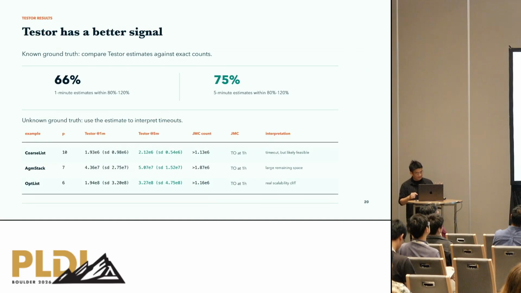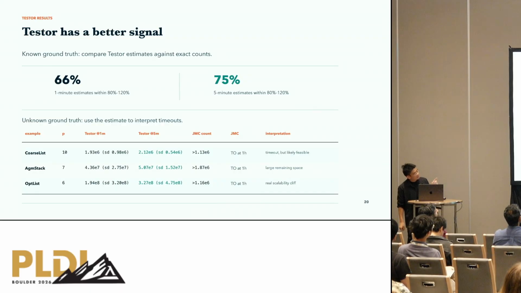On the other hand, our tree estimator TESTER has a better signal. We run TESTER for two time budgets, because this is our expected usage of the estimator: we run the estimator for a short time before we run the model checker to get an estimate. For the 1-minute estimate, 66% of the benchmarks were accurate within the 80% to 120% bandwidth. And for the 5-minute estimate, 75% of the benchmarks were accurate.